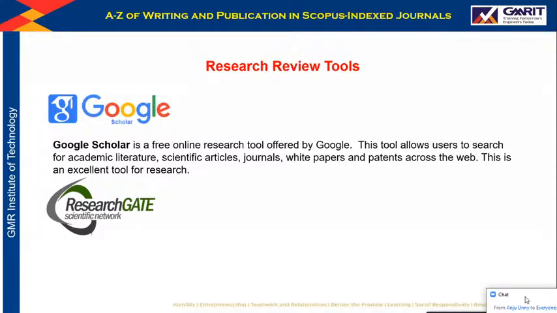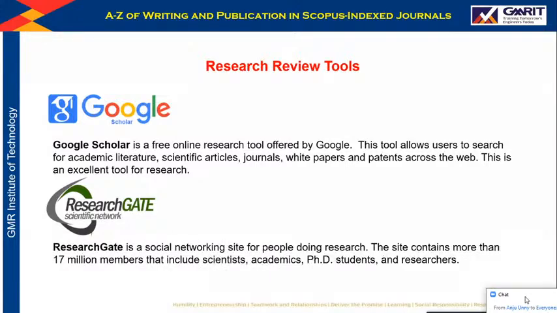Another reviewing tool is ResearchGate. Many of you are members in this portal. It's a scientific network and a social networking site for people doing research, in which you can find more than 17 million members currently, including scientists all over the world, academicians, PhD students, and researchers. So these are the two important tools we have to review the literature that already exists, so far happened in our area of choice. I'm going to take one of these in detail. These are the tools I'm going to deal with in research reviewing tools.